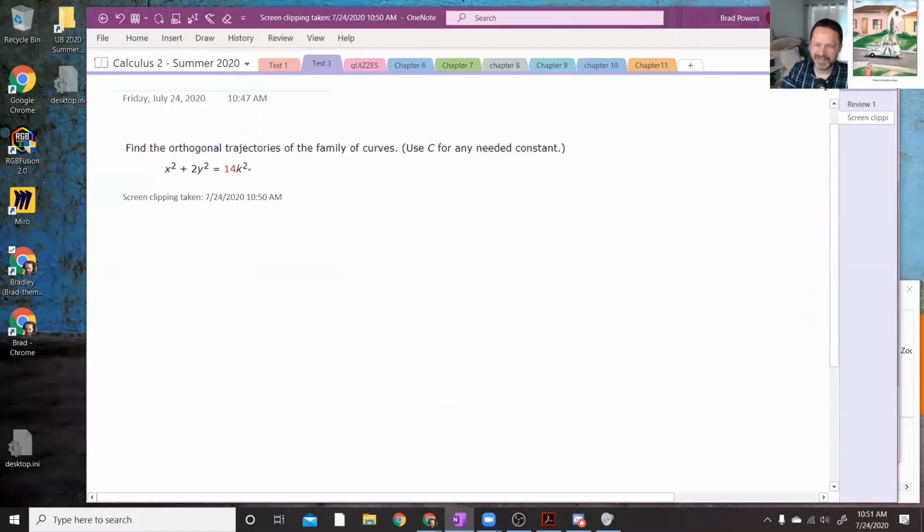If we want. But we want orthogonal trajectories. So what is an orthogonal trajectory? You guys know what orthogonal means?